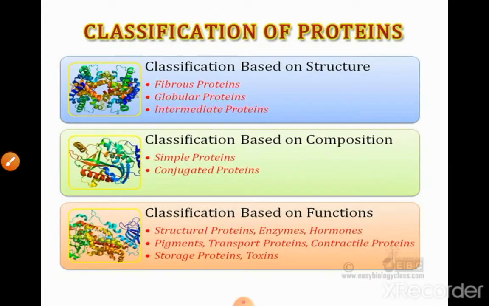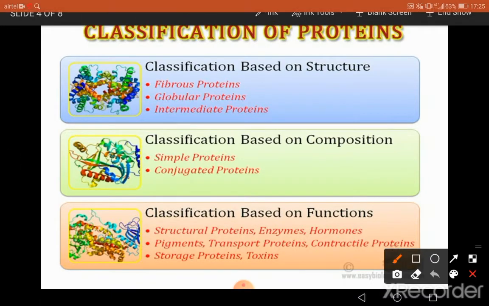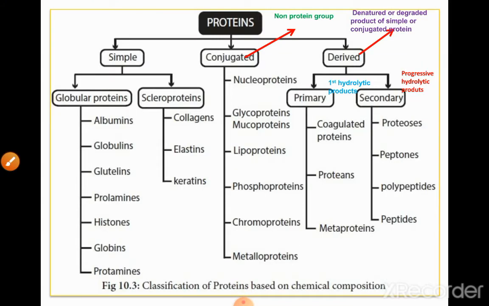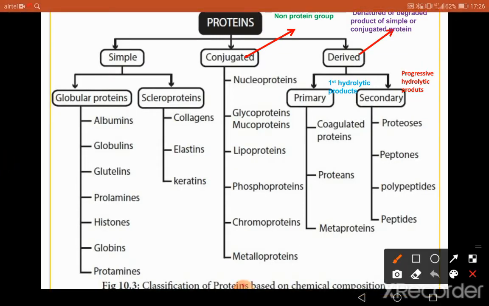The proteins can be classified based on the structure: fibrous proteins, globular proteins, and intermediate proteins. Classification based on composition: simple proteins and conjugated proteins. And classification based on function: they can be enzymes, hormones, transport proteins, toxins, or storage proteins, etc.